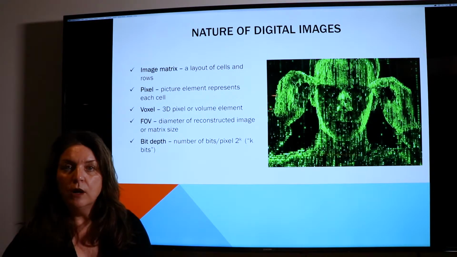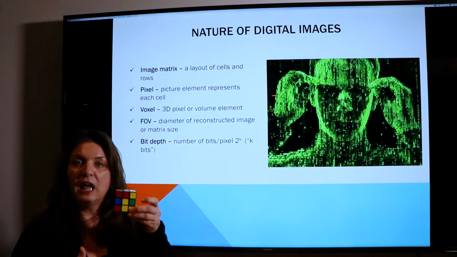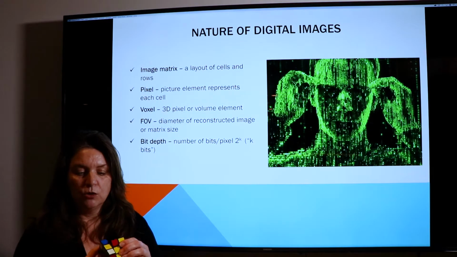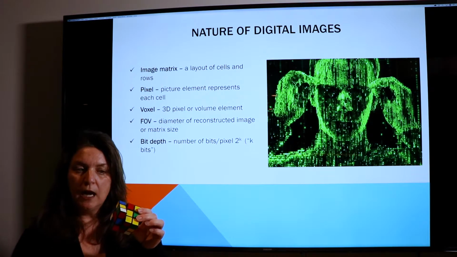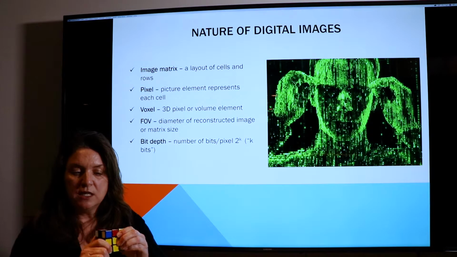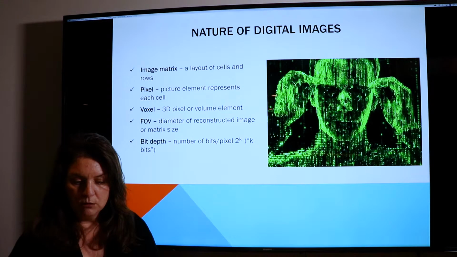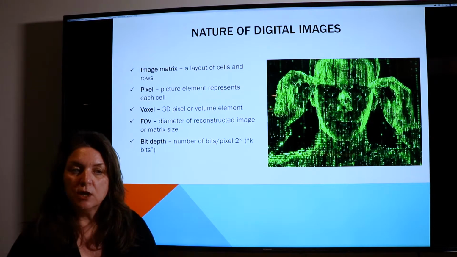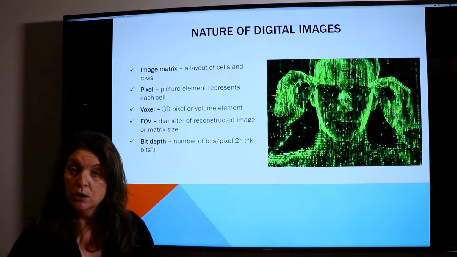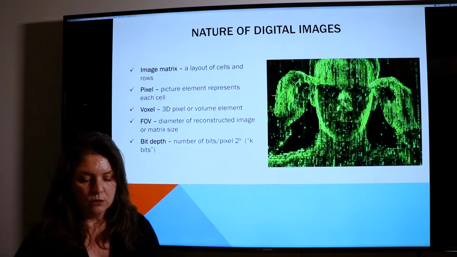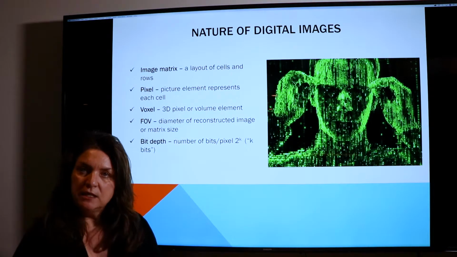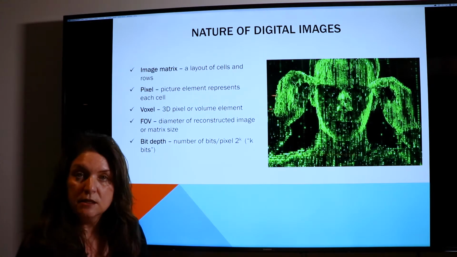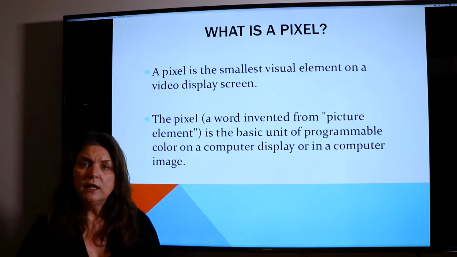So a pixel is a picture element and is essentially flat. Okay, the voxel is the 3D portion of that pixel, and so when you see this Rubik's Cube, you take a flat surface and now you can see it's 3D. Don't worry about field of view, that's just the diameter of the reconstructed image, and we're going to focus on that in the CT class quite a bit more. And then bit depth is basically the number of grays in the pixel.